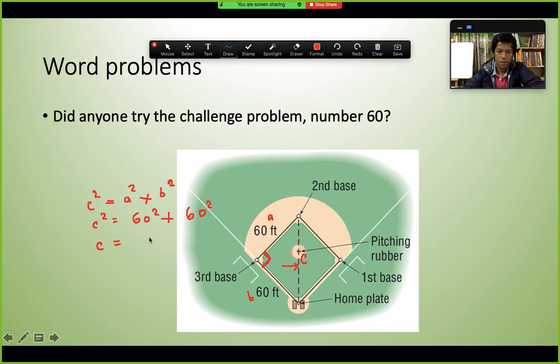So this will be the square root of 60 squared plus 60 squared, whatever comes here, you put it here and you will get the solution. 3600 plus 3600, you add them, that will be 7200. So the square root of 7200 will be the length of this side.